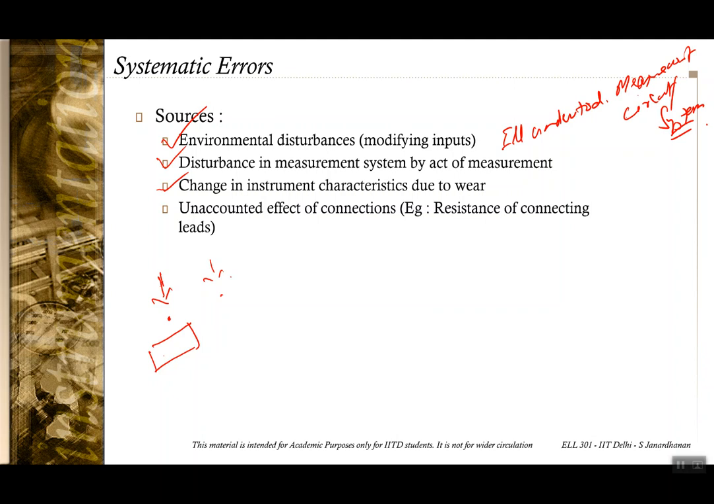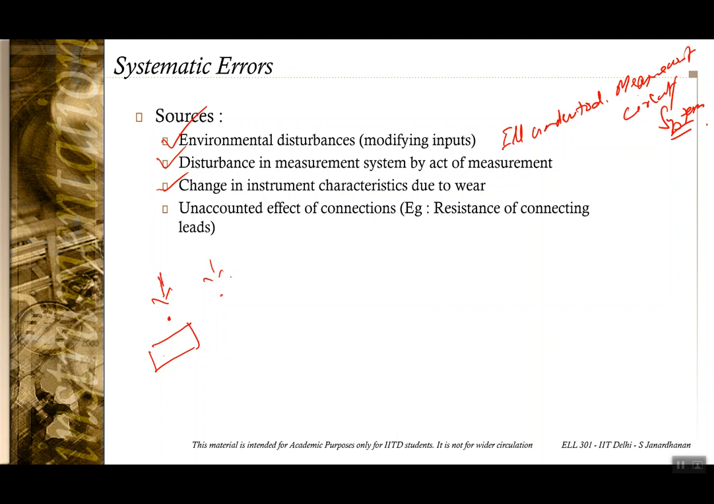And of course, as the instrument ages, some of the parameters of the instrument change with time because of wear and tear, and that will cause a change in the characteristics of the instrument. So maybe the gain may change, maybe some sort of a zero bias may change. Okay, that can cause some systematic errors also.